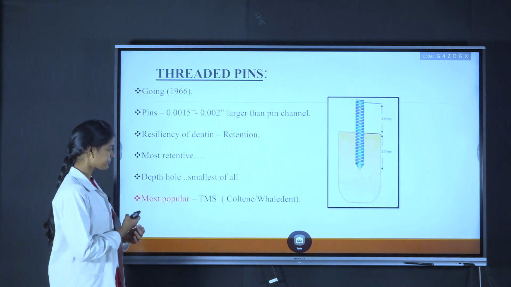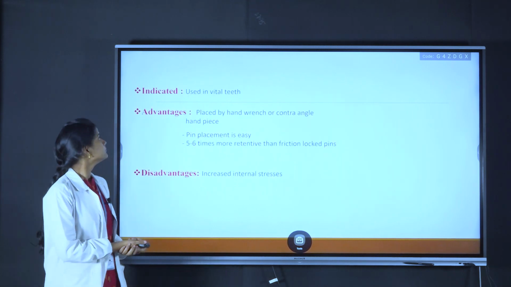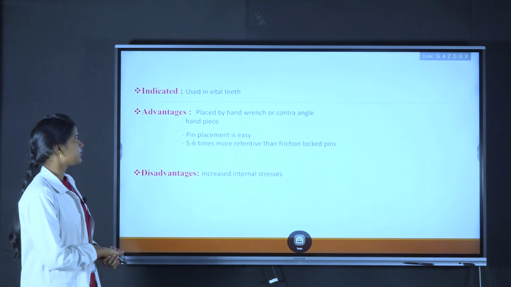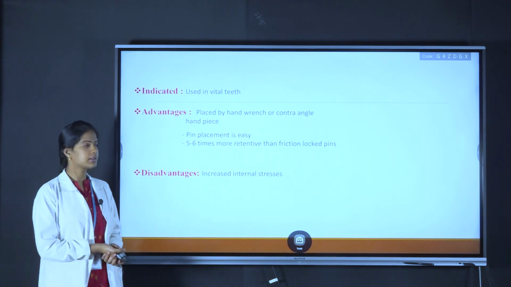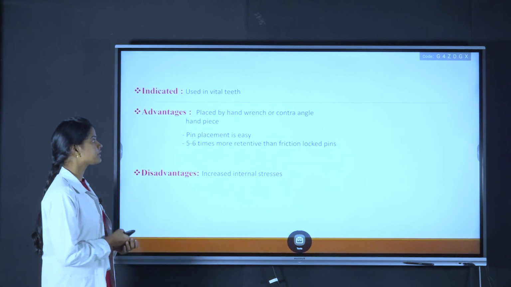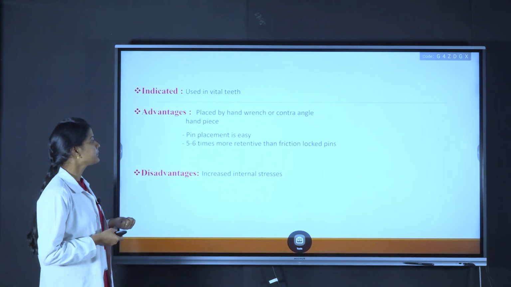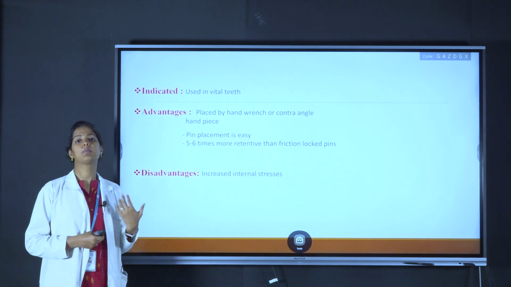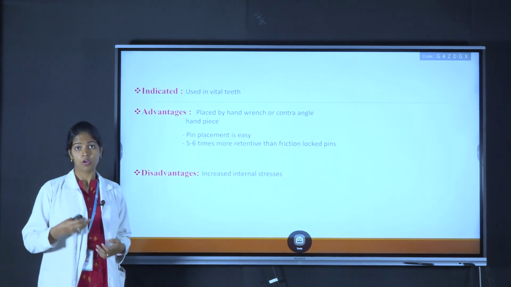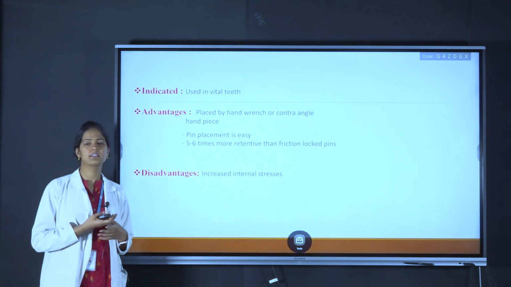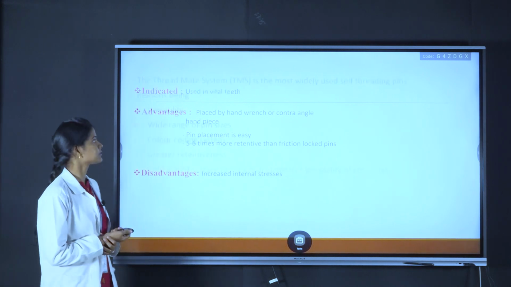In threaded pins, the most popular one is the Thread-Mate system that is commercially available. So, indications: in vital teeth. Advantages: it is placed with the help of a hand wrench and a contra-angle handpiece. I'll show you the picture in the later slides. Pin placement is also easy because of the hand wrench that can be used to place the pin inside. It is actually the most retentive of all, about 5 to 6 times more retentive than the friction lock pins. Coming to the disadvantages, obviously the more the retention, there can be more chances of the development of internal stresses.